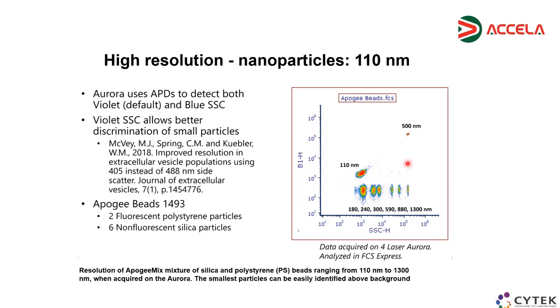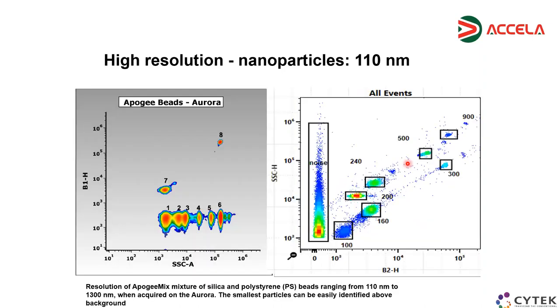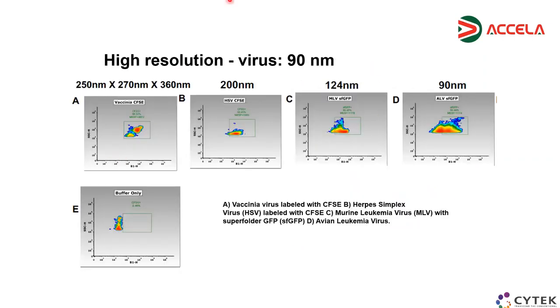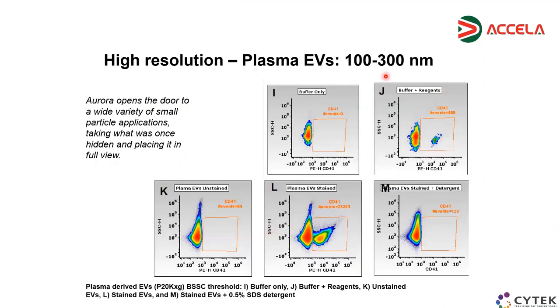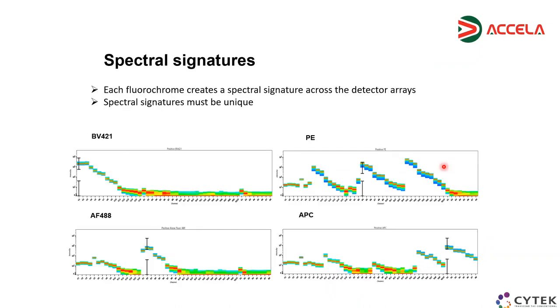So you can see the example here of beads for validation of different types of beads. Also here another nice population of 100 nanometer. And here we could nicely see even smaller before the noise. And finally, after the test of inorganic particles, we can see some examples also of viruses starting from 90 nanometer to 200. Plasma extracellular vesicles going from 100 to 300 nanometers. So there is also quite a nice use for this important application.